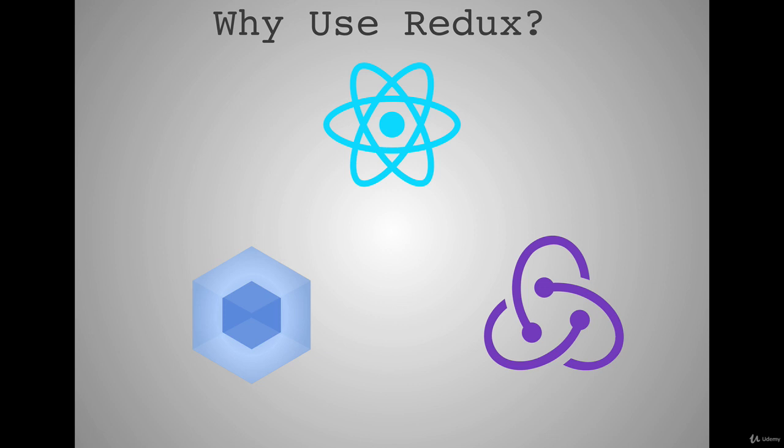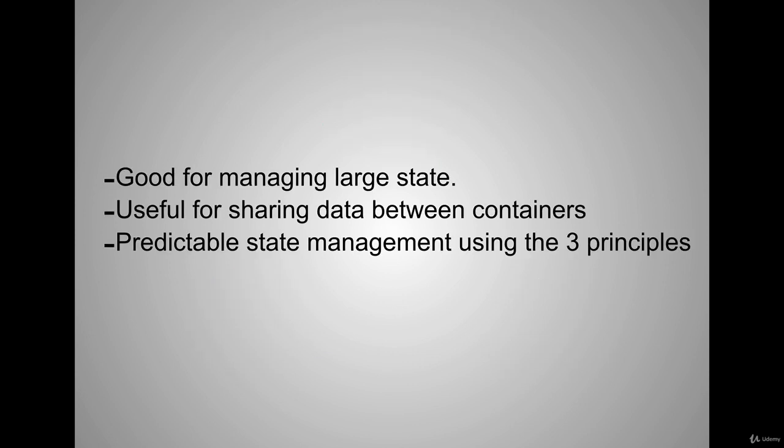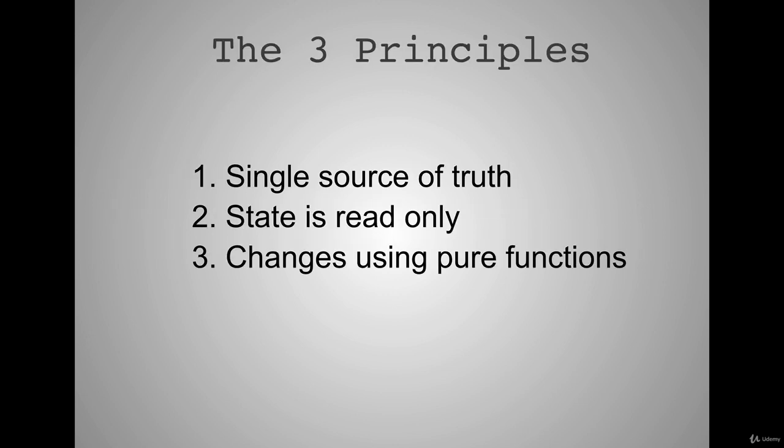And then we finally talked about why use Redux. Well, it makes sense now. It's great for managing large state. We can share data between containers. And now we understand the three principles which make it very predictable. The first one is the fact that it was a single source of truth. We just have one massive JavaScript object to worry about that describes our app, our state.